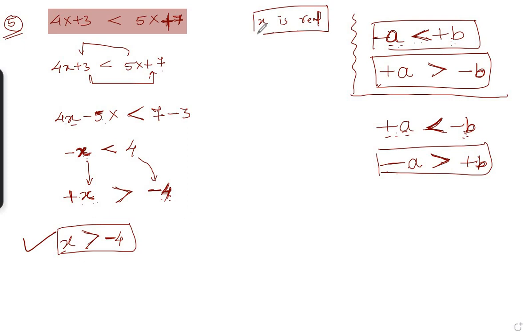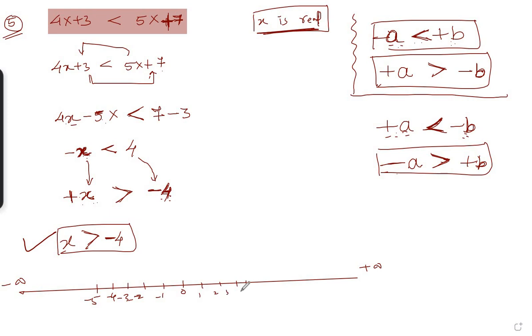So on a number line, we need a real solution. To show it, we will take a straight line going from minus infinity to plus infinity, and numbers are 0, 1, 2, 3, 4, 5 like this. Minus 1, minus 2, minus 3, minus 4, minus 5. So here, what we need is more than minus 4. So where is minus 4? More than minus 4. Here is the minus 4.